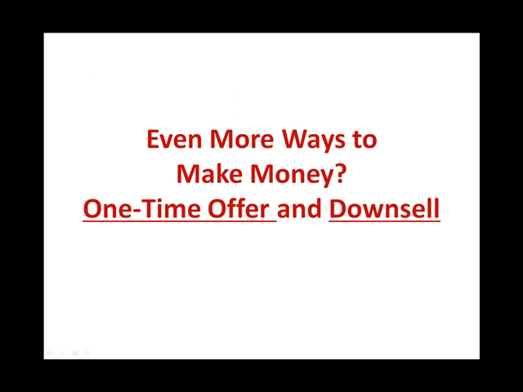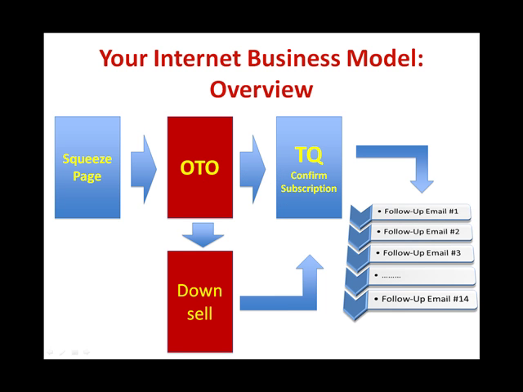Would you like to know even more ways to make money online? There are two concepts I'd like to talk to you about. They're called the one-time offer and downsell. Going back to the internet business model diagram, notice that after a visitor subscribes to your squeeze page, he doesn't go to your thank you page right away or a confirmation page. He sees the one-time offer first.